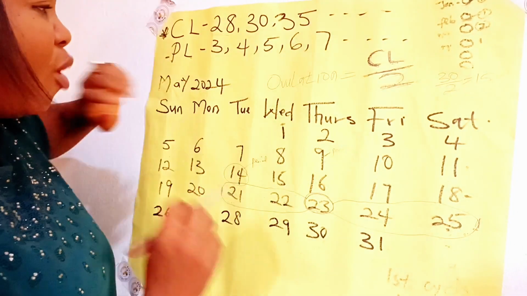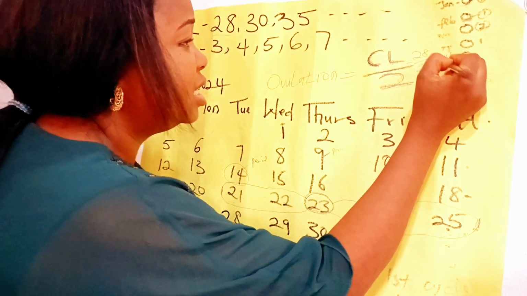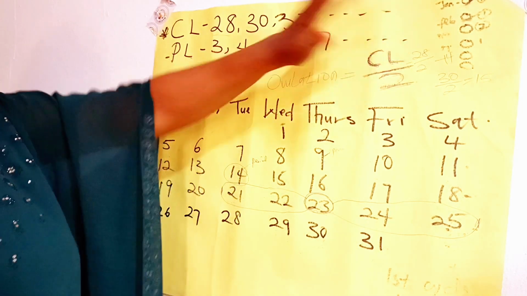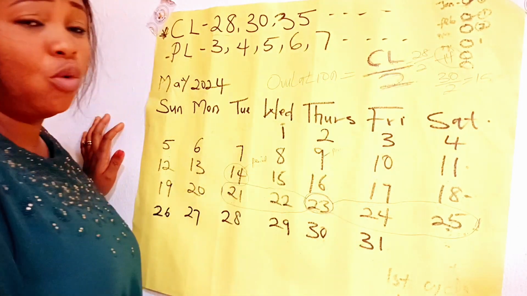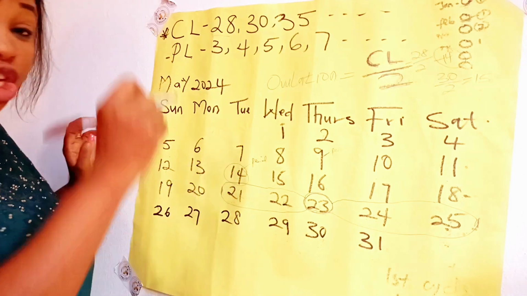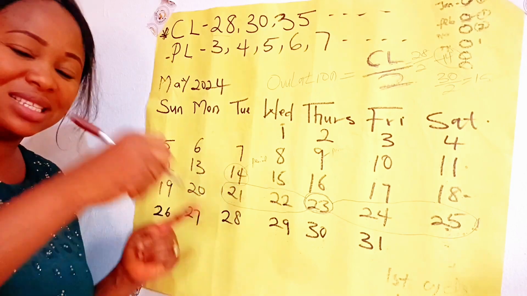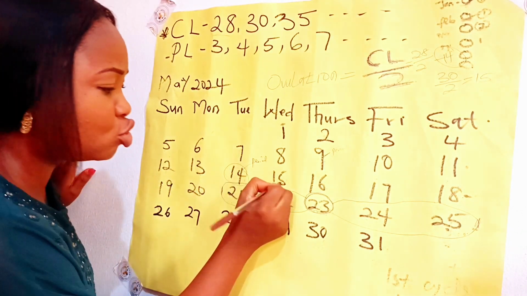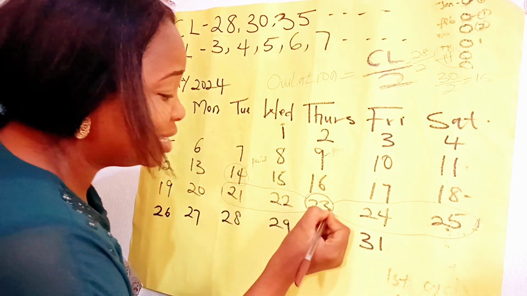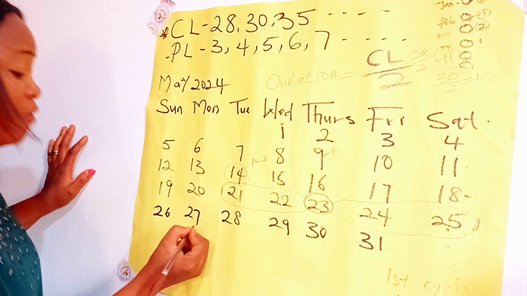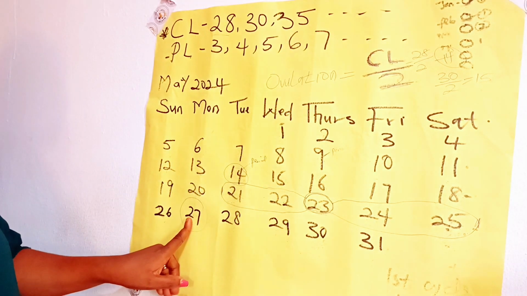Now let's do the formula. 28 divided by 2 is what? It is 14. So your cycle length 28 divided by 2 is 14, meaning the 14th day of your cycle is likely to be your ovulation day. So now let's count it. The first day of your period, you must always count it as day 1. Don't forget that. So this is 1, 2, 3, 4, 5, 6, 7, 8, 9, 10, 11, 12, 13, 14. Meaning on the 27th of May is your ovulation day.